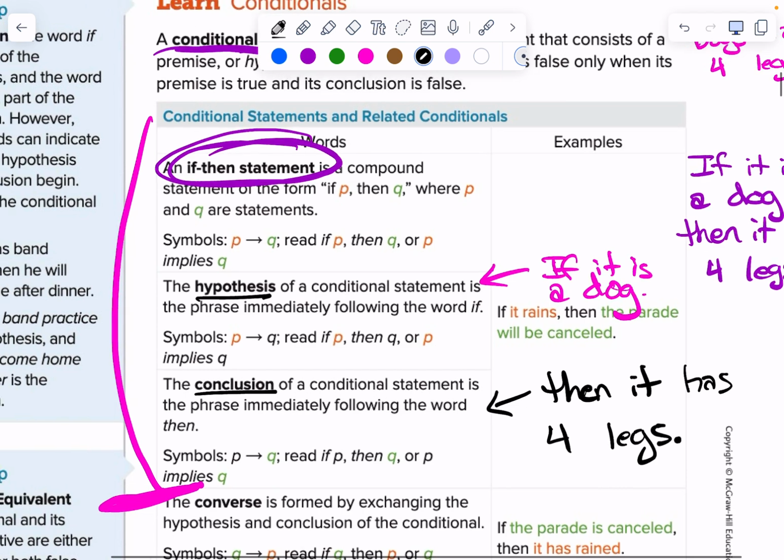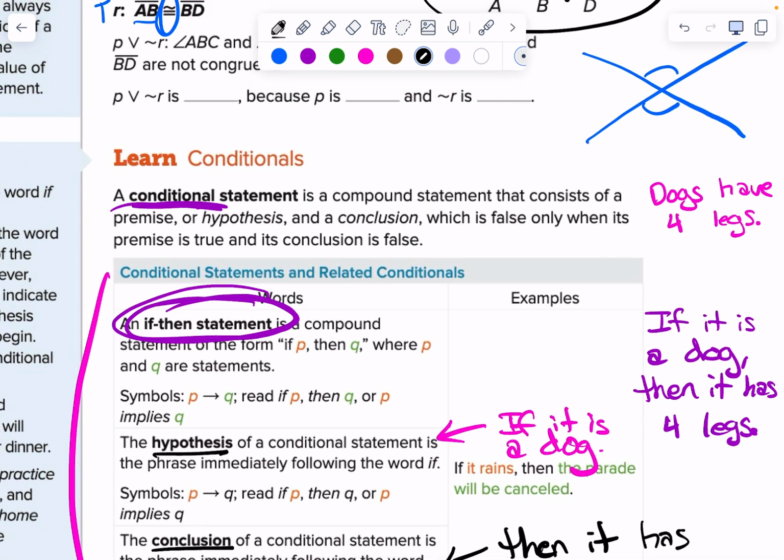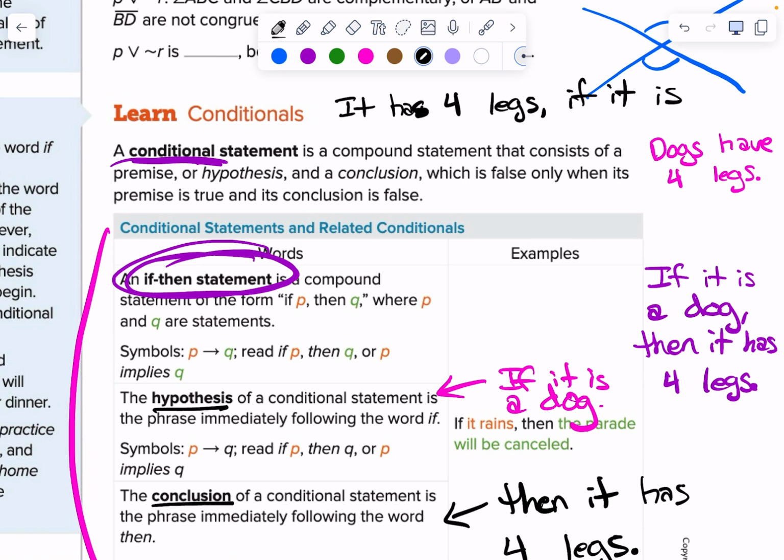All right. One more thing real quick. You don't write this down. I could have said it has 4 legs if it is a dog. Right? I could have written it like that. Hold on. Just wait. It has 4 legs if it is a dog. What's the hypothesis? It's still the same thing.